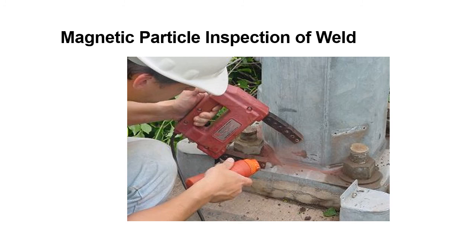So he's going to induce a magnetic field in the part, probably from a couple of different directions, so that if there's a defect running parallel to the lines of flux on his first check, he's going to turn it 90 degrees and hopefully find the defect, because if it's running parallel the first time, then it will be perpendicular the second time.